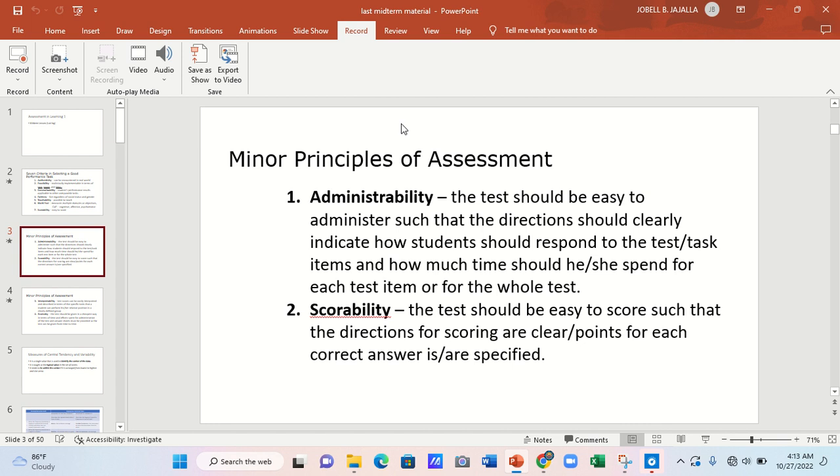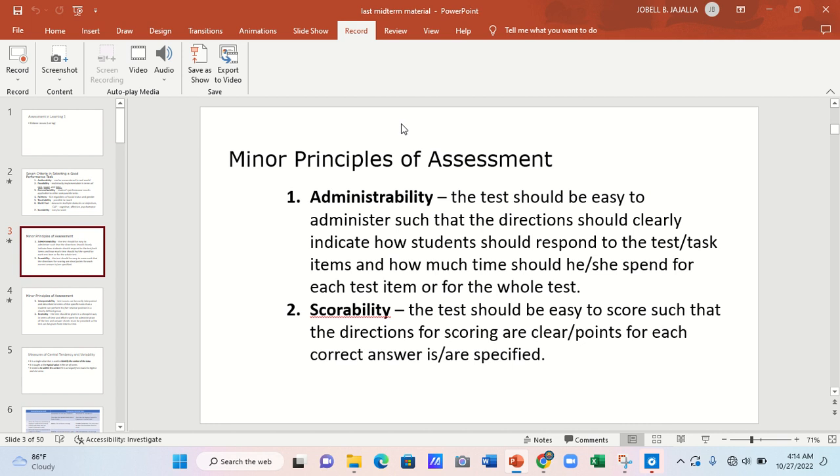Take for example exams, the test questionnaire. It has a high degree of administrability because all the teacher has to do is give one copy of the same test questionnaire to each student. So it can just be distributed right away. And in the test questionnaire, the directions should be clearly stated, like the instructions: write false if the statement is correct, and write true if it is otherwise.